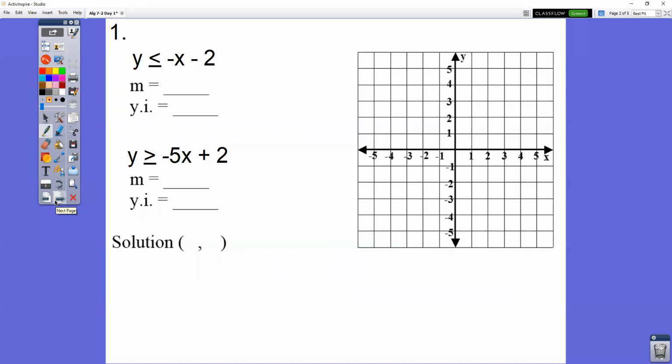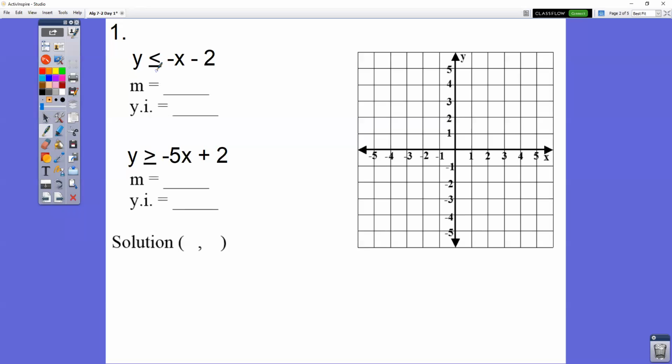So this is what the typical question looks like today. We have y is less than or equal to -x minus 2, and we have y is greater than or equal to -5x plus 2. The same rules apply as yesterday. You have to find the slope, find the y-intercept, decide whether it's going to be solid or dotted. It's going to be solid if you have the or equal to. And then you have to shade above or below. Below if it's less than or equal to, above if it's greater than or equal to.